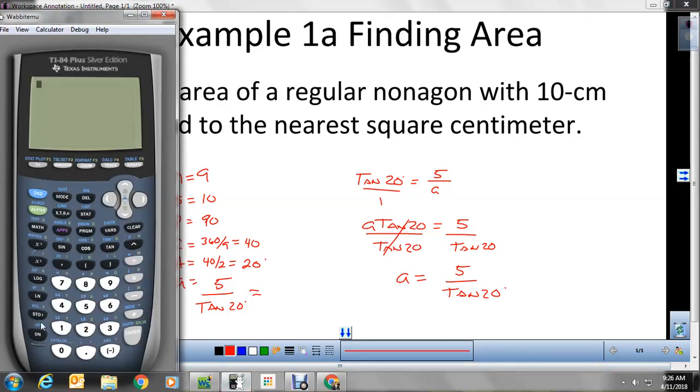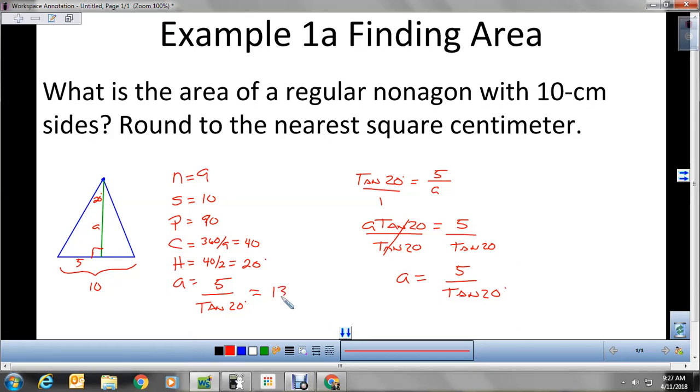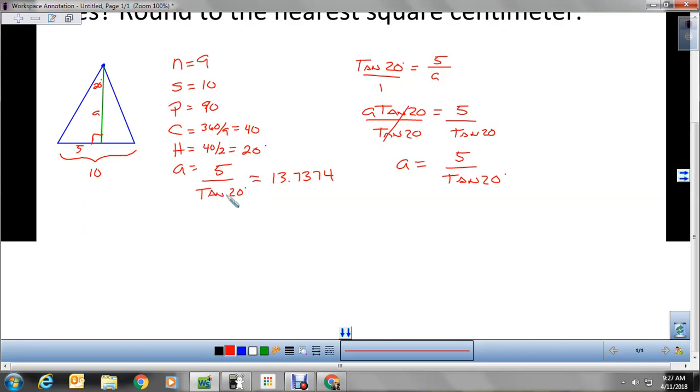So in our calculator, we'll do 5 divided by tangent 20. Once again, make sure you're in degree mode. That gives us 13.7374. So 13.7374 is the decimal approximation of 5 divided by tangent 20. So we're going to use this instead of having to write this into our equation.